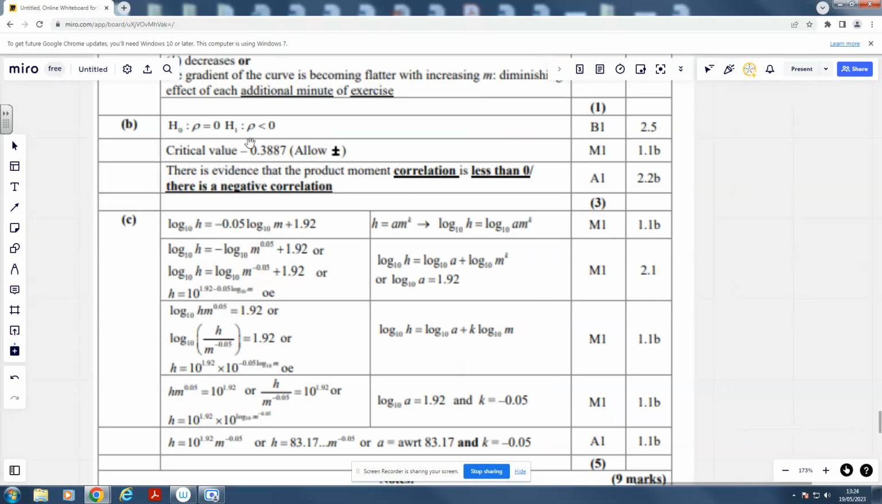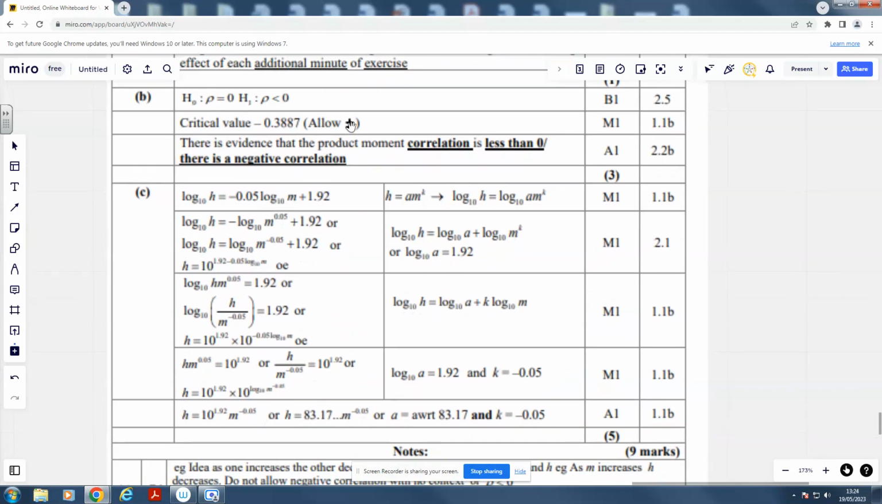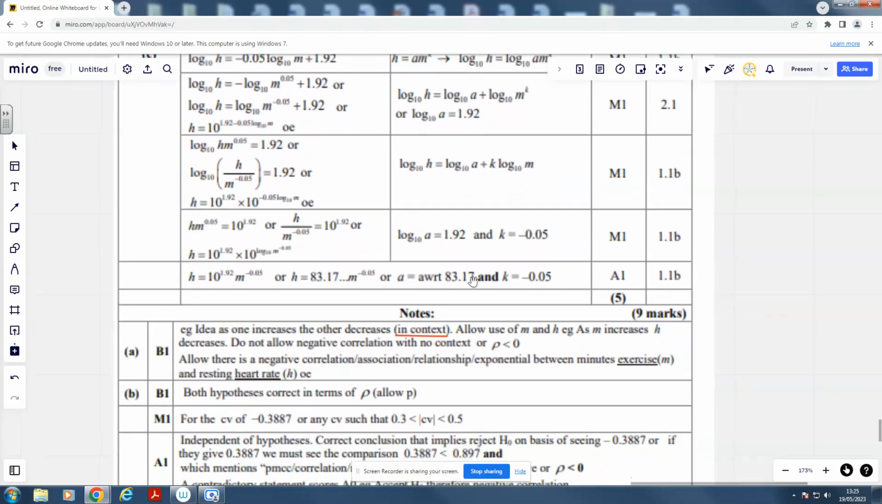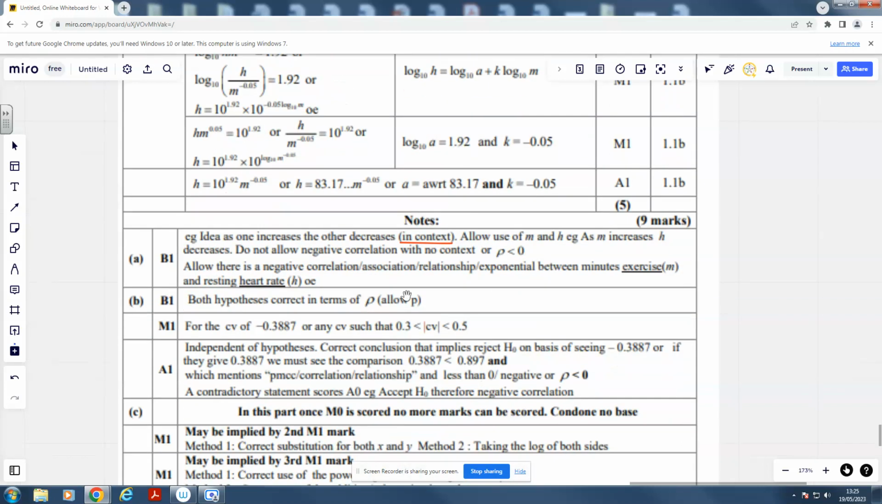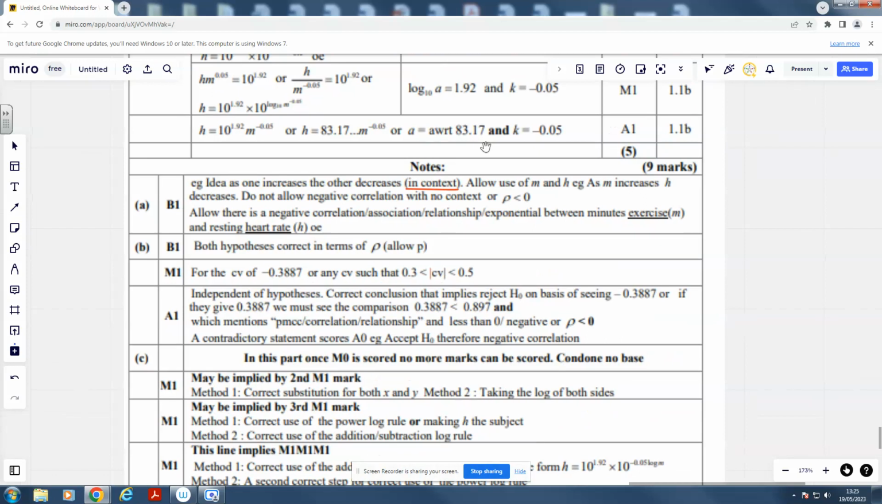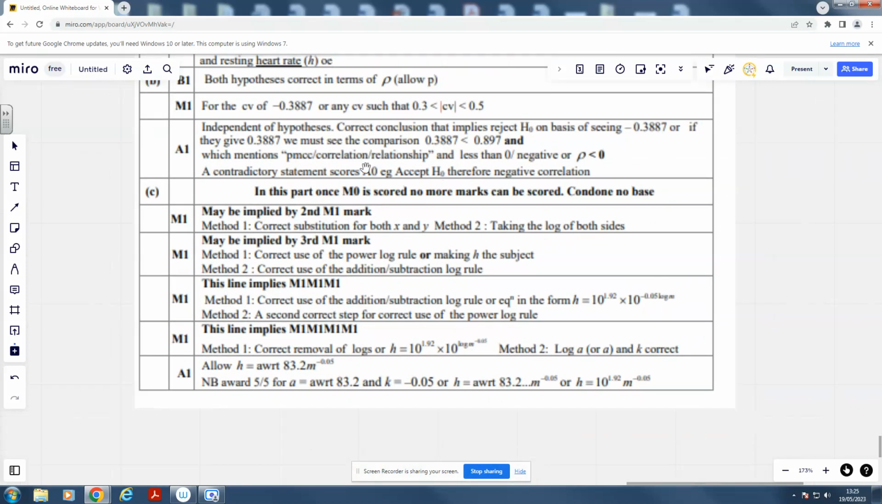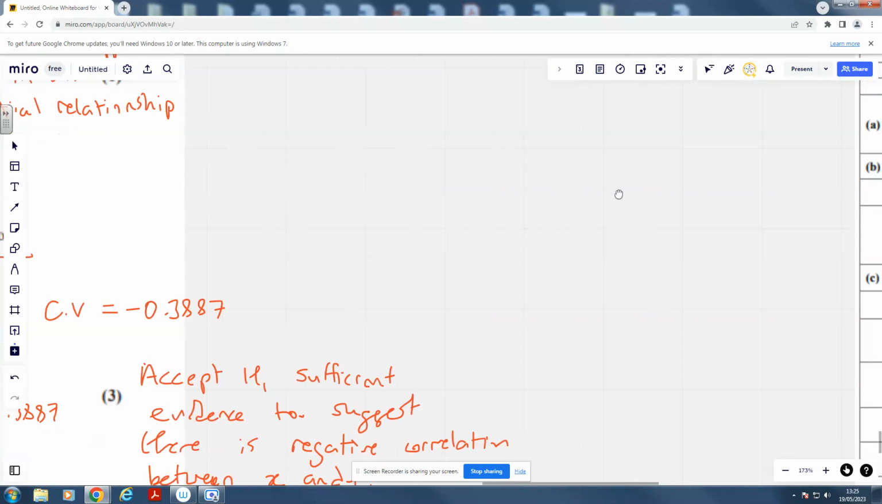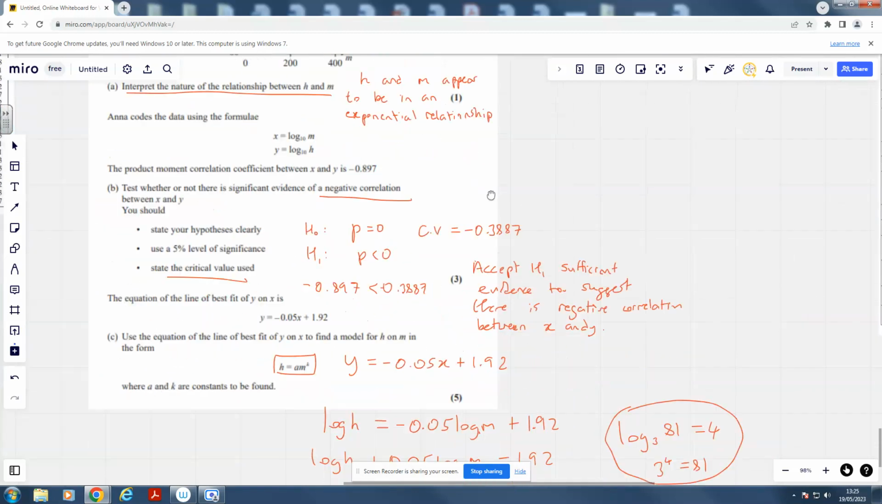Okay, H0 rho equals 0, H1 rho is less than 0, critical value is that. They don't care if you do the positive or negative there because you could just do both positive or both negative. There is evidence that the product moment correlation coefficient is less than 0. Good, we got that. And then 83.17 and minus 0.05. Good. It says answer rounds to there, and yet they're very strict on 3 sig fig.